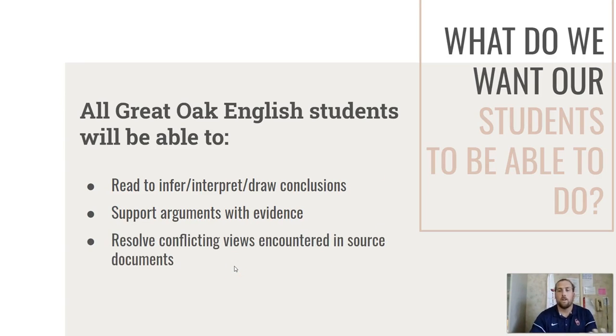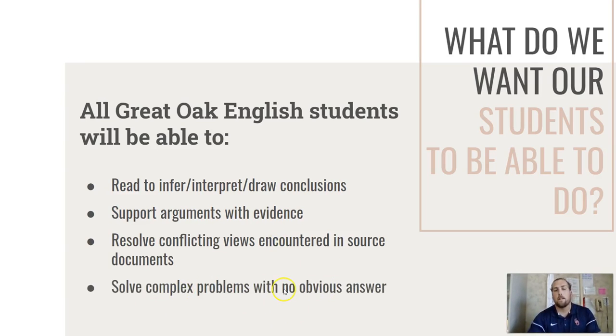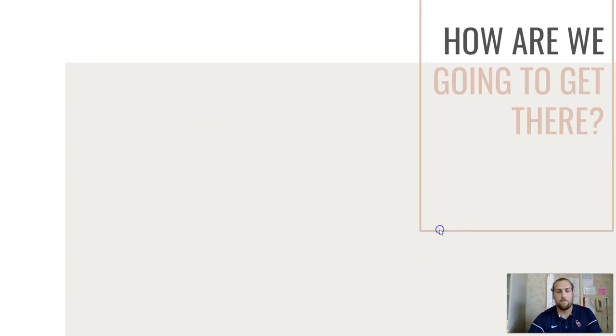So whatever we go through, conflicting views, pretty much just picking a side and saying why they believe in that side and what they're going to do to support that side. And also solve complex problems with no obvious answer. This is supporting their answer and why they believe that, even if there's no obvious right answer. It's being able to take evidence and support whichever you believe is the right answer and convince someone else that that is the right answer.